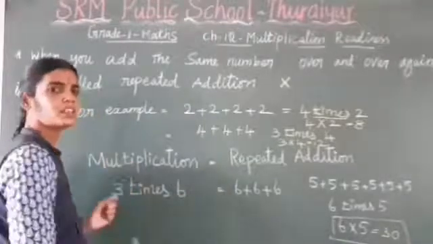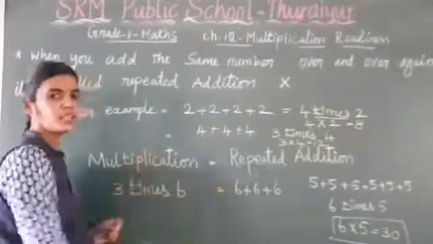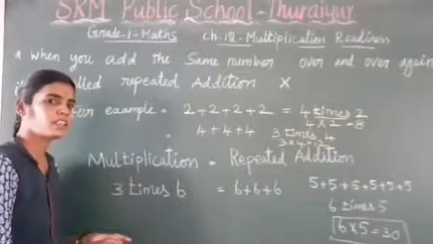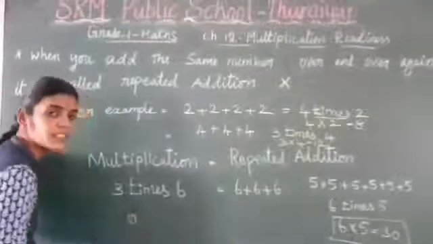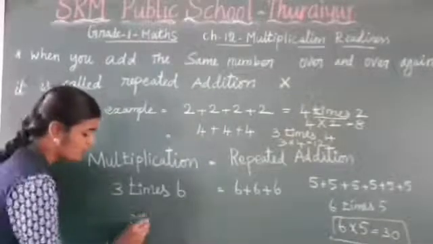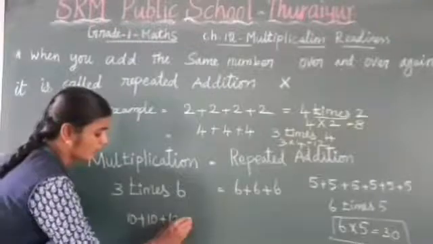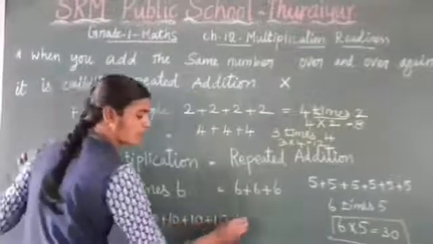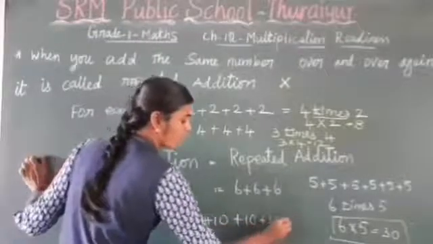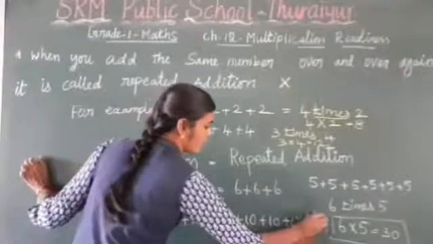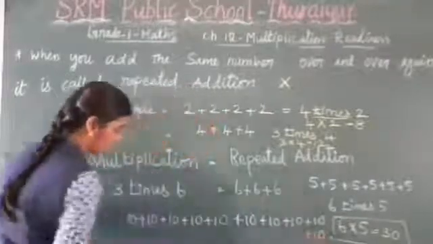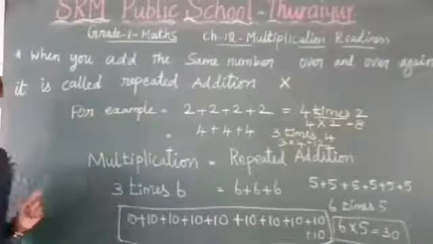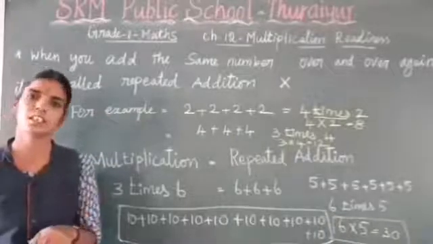9 times 7 means 7 plus 7 and so on, 9 times you have to write. 10 times 10. 10 times 10 means what is the answer? 10 plus 10 plus 10. Yes, 100. So 10 times 10: 1, 2, 3, 4, 5, 6, 7, 8, 9 and 10. So 10 times 10 means the answer is 100. Clear?